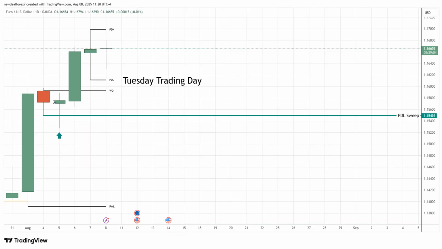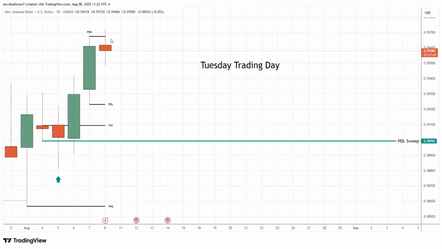So another one here, we have Monday setting the tone. Tuesday dipped below, closed back inside. It didn't close above the weekly open until right here. So pretty much off to the races there. And then Thursday would have been your exit. Friday, again, as we saw, typically doesn't do much with this.